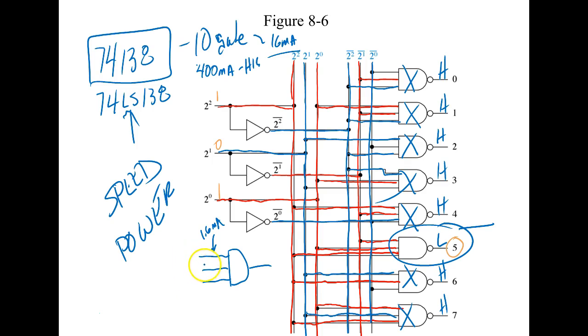If this guy requires 4, I'm sorry, this is 400 microamps. Is that right? I need to go look that up. And if this guy required 4 microamps, then it could drive 10 loads, right? You understand that? So what is the fan out?